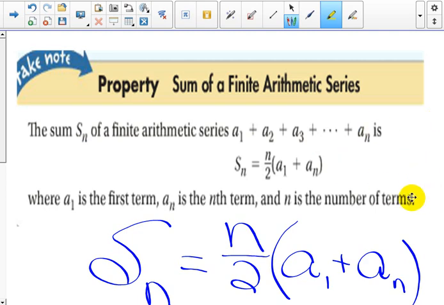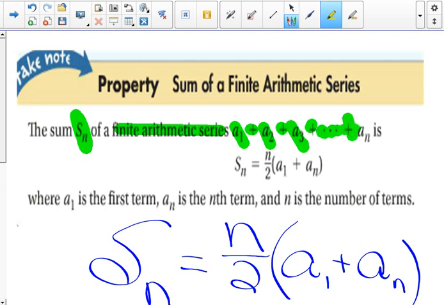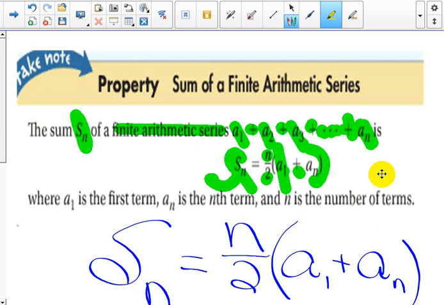So here's our property, the sum of a finite arithmetic series. The sum S sub n of a finite arithmetic series, where our terms are a sub 1 plus a sub 2 plus a sub 3 plus all the middle terms, all the way to the very last term, which is a sub n, is equal to this formula. Notice that capital S sub n is equal to n divided by 2 times the sum of a sub 1 plus a sub n.